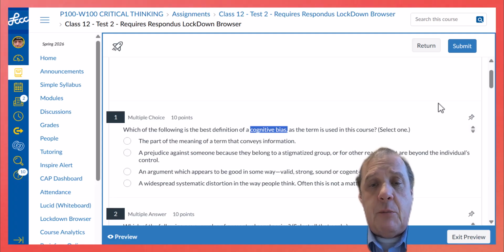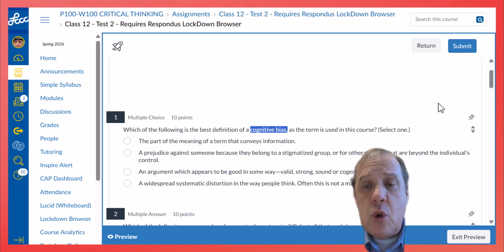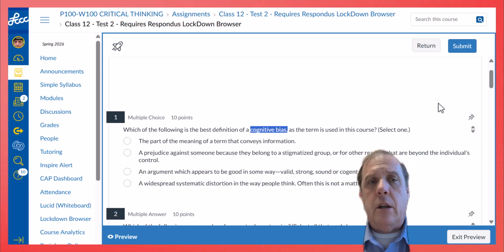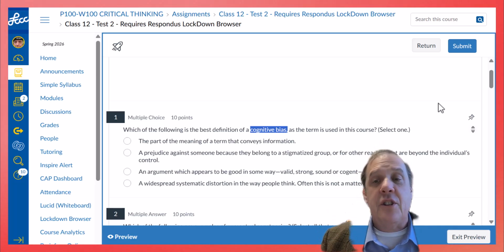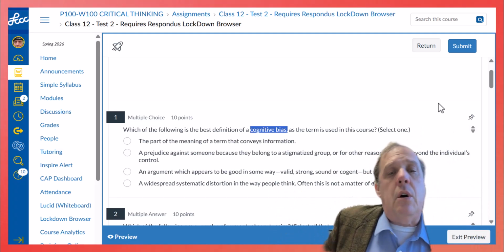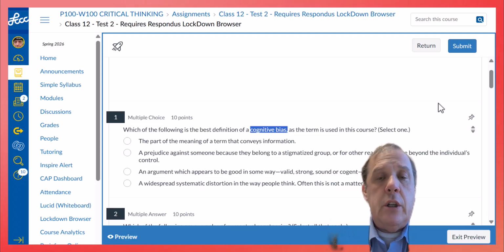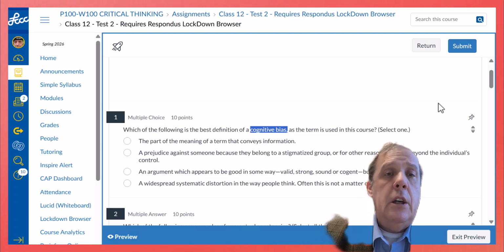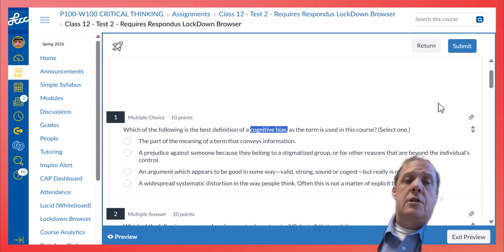A prejudice against someone because they belong to a stigmatized group. Well, no, but you might think that if you just heard the word bias and hadn't been doing anything else in this course, that might be a thing you would guess. The last two are an argument which appears to be good in some way, valid, strong, or cogent, but really is not, and a widespread systematic distortion in the way people think. This is often not a matter of explicit belief. These are the two answers that are most likely.